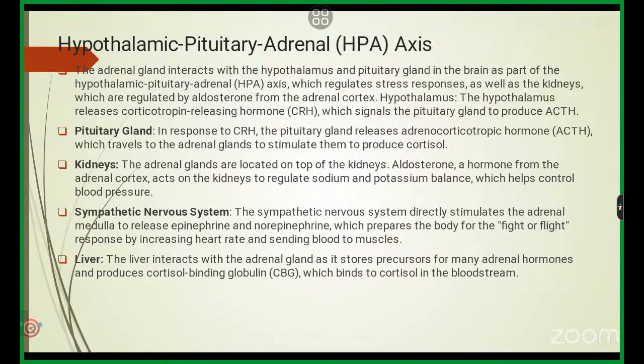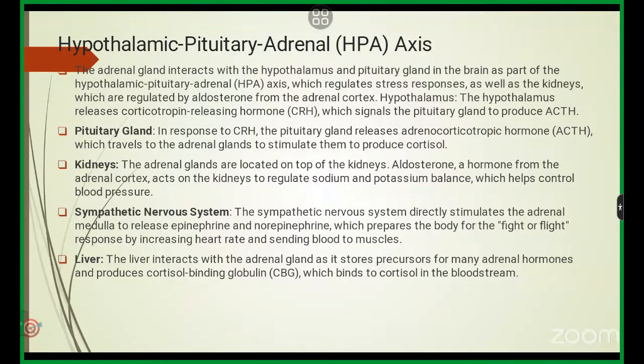Now, as I've said, we are going to look at a triad of responses of each of these 3 glands, that's the pituitary, adrenal gland, and the hypothalamus. The role of the pituitary gland in this triad of functions is to release adrenocorticotropic hormone. This hormone travels to the adrenal glands to stimulate them to produce cortisol. So from the pituitary gland, ACTH goes to the adrenal gland to stimulate production of cortisol.